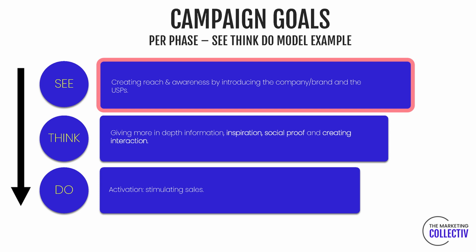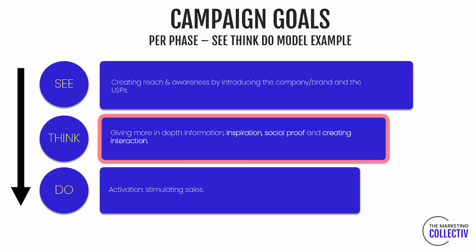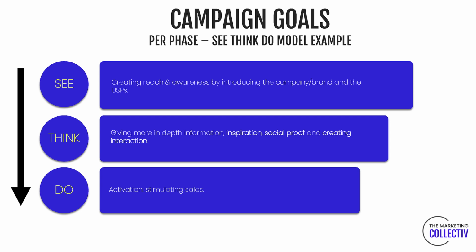In the see phase, you want to create more reach and awareness by really introducing your brand and their USPs. In the think phase, you want to give more information, inspiration, and maybe some social proof, and create an interaction. And especially in the think phase, for TikTok, this is really important because TikTok is all about inspiration, social proof, and creating this interaction.